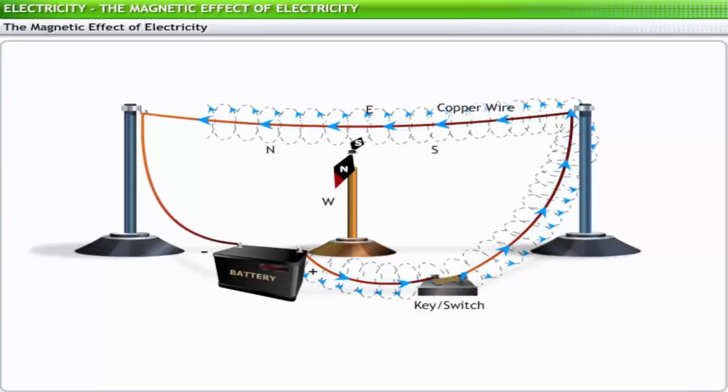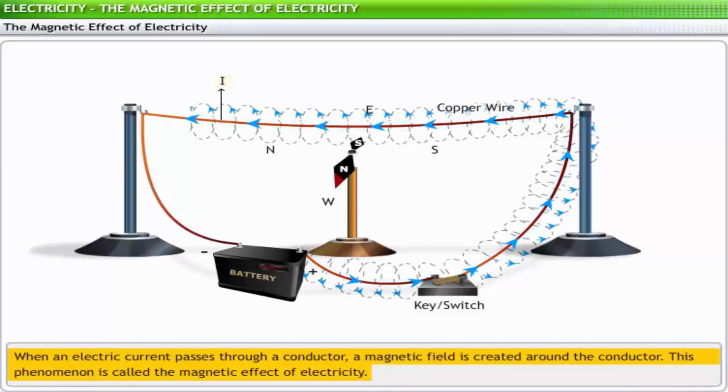As you saw in Ørsted's experiment, when an electric current passes through a conductor, a magnetic field is created around the conductor. This phenomenon is called the magnetic effect of electricity.